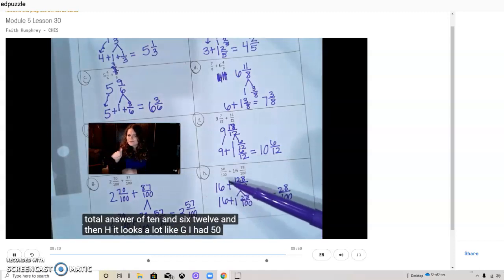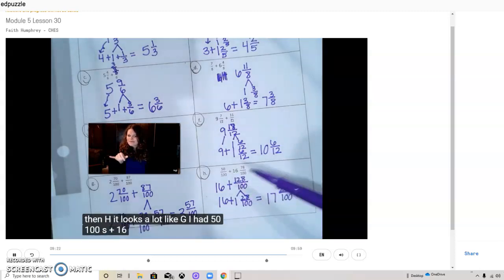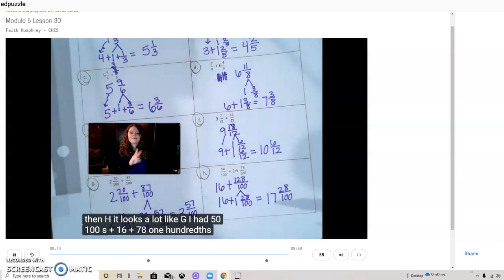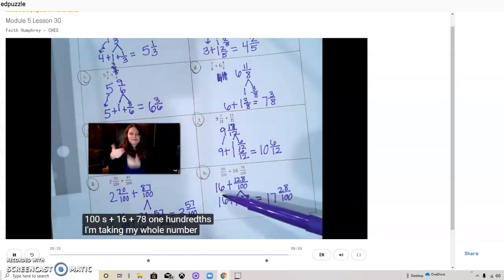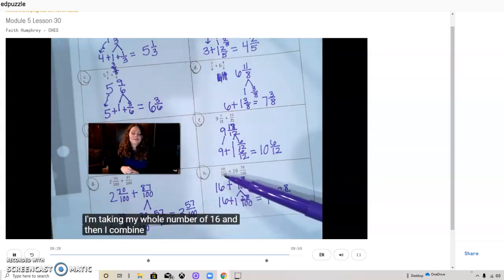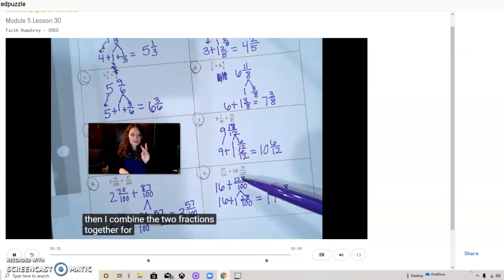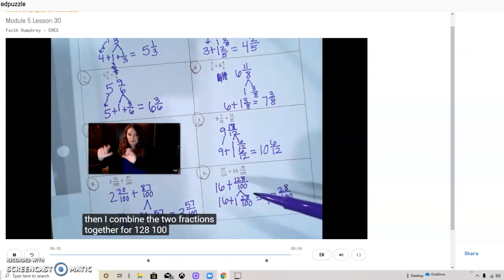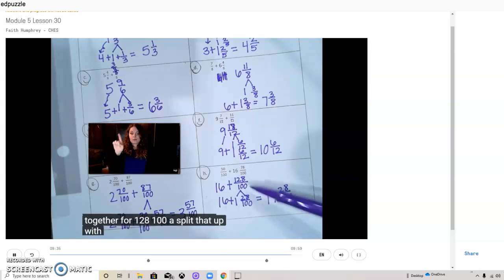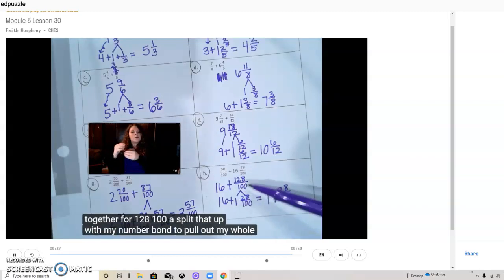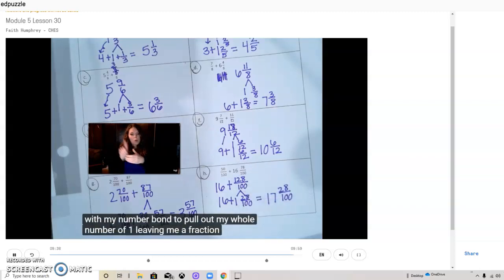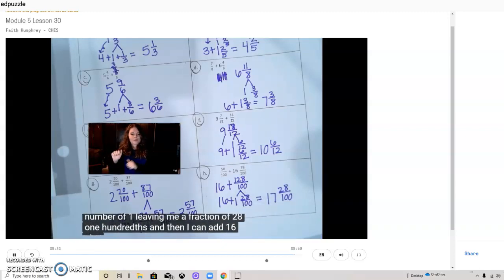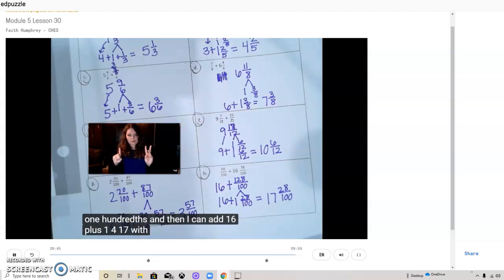And then H, it looks a lot like G. I had 50/100 plus 16 and 78/100. I'm taking my whole number of 16, and then I combine the two fractions together for 128/100. I split that up with my number bond to pull out my whole number of 1, leaving me a fraction of 28/100ths. And then I can add 16 plus 1 for 17 with my fraction of 28/100ths as my answer.